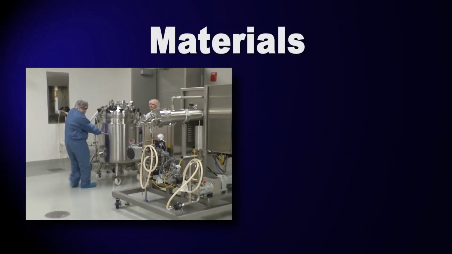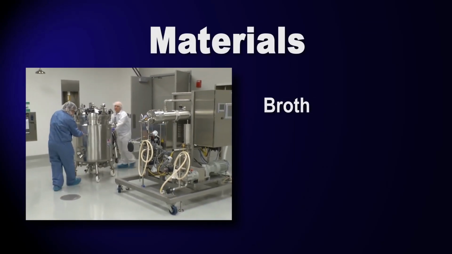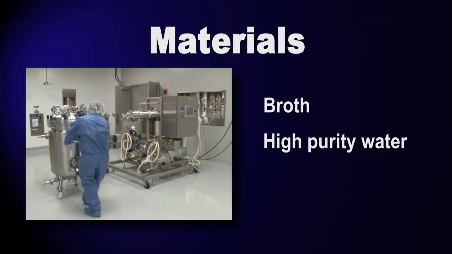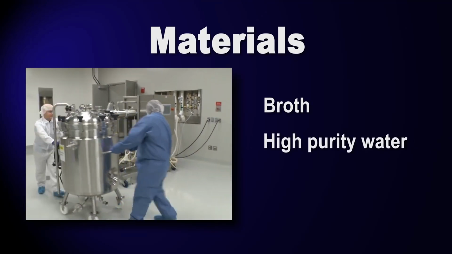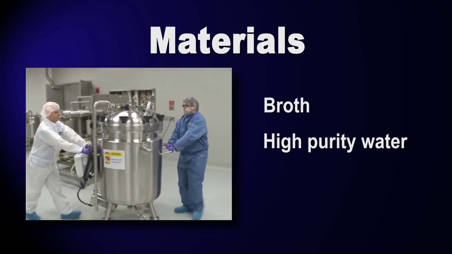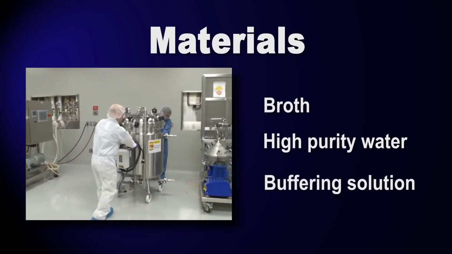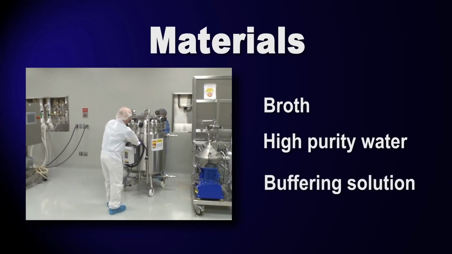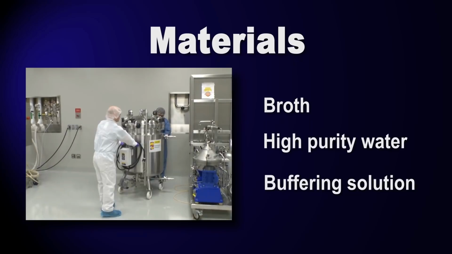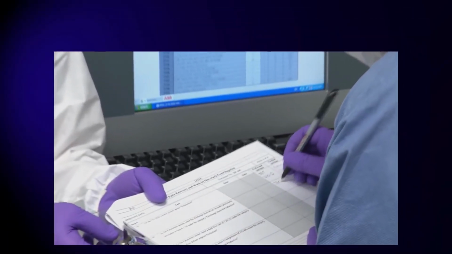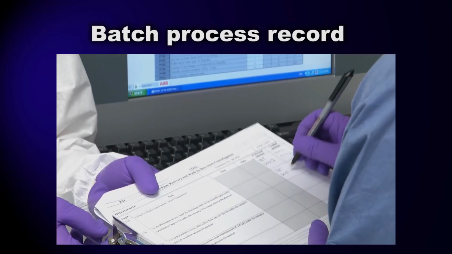Our materials include the broth from our fermentation process, high-purity water that has been reverse osmosis filtered, deionized, and UV sterilized, and a buffering solution to help stabilize the pH of our product and keep it in suspension and prevent the product from degrading. The recovery process is managed through the use of a batch process record.